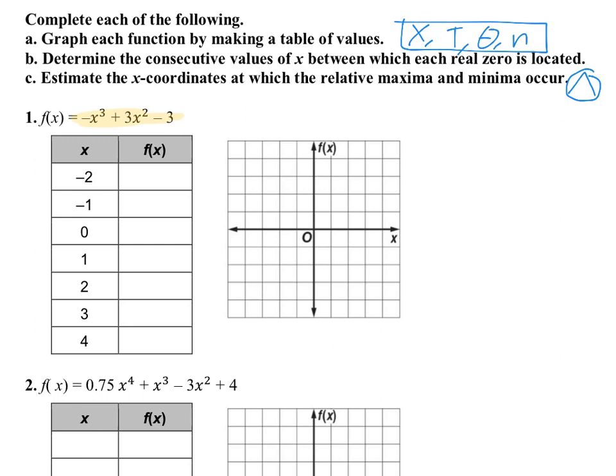You also want to make sure that your delta table, so the change in your table, says 1. Okay, so second window, table start, you could start it at 0. Delta table 1. Independent and dependent on auto. Okay, hit second graph. And, well, you don't need a table to know that if you plug in 0, you get -3. And let's scroll up to get the other points. And now scroll down in your table.